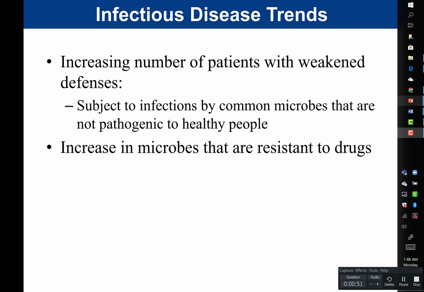And so we're starting to see more of a trend of these diseases that are caused because of weakened immune systems. We also are starting to see a big increase in microbes that are resistant to drugs. Certain types of conditions were once fairly easy to treat. An example of this would be gonorrhea, which is a sexually transmitted infection. This historically was relatively easy to treat. If you got gonorrhea, you took an antibiotic, problem solved.